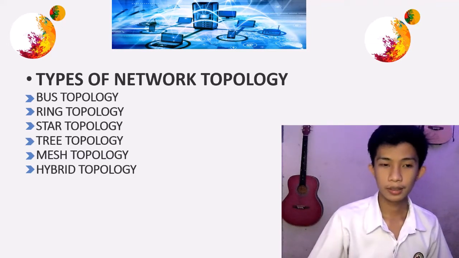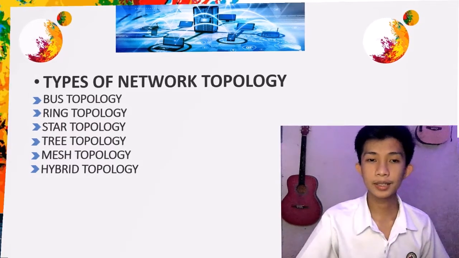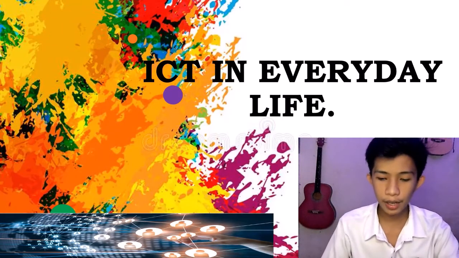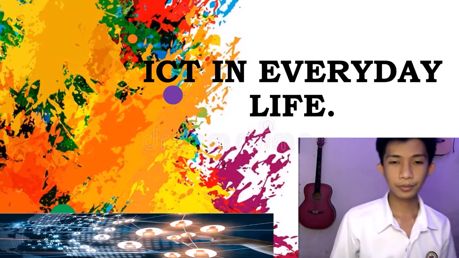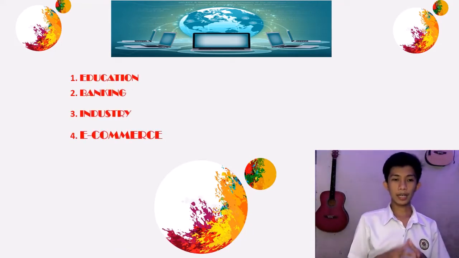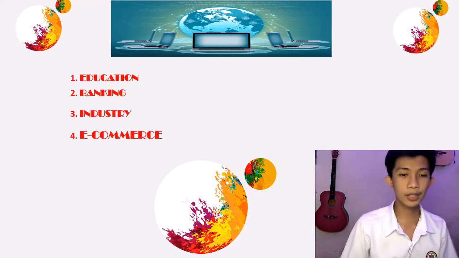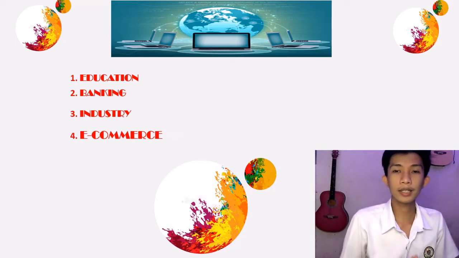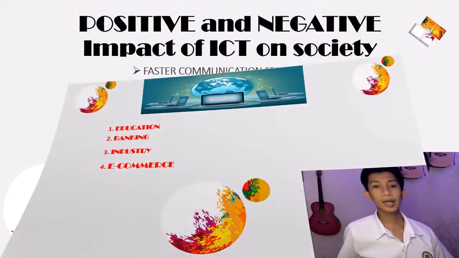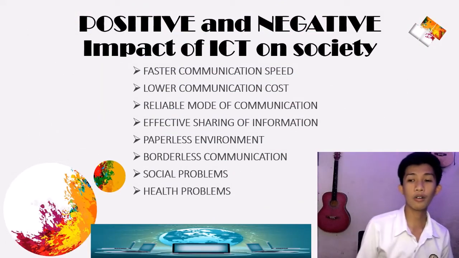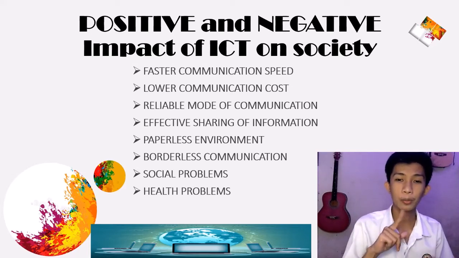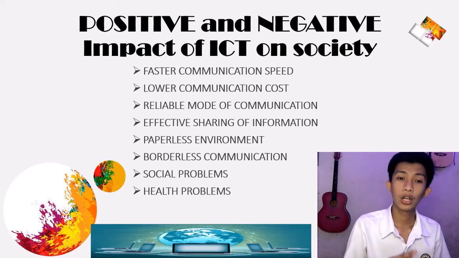Okay. The next one is ICT in everyday life. So sa ICT in everyday life, meron tayong tinatawag na, the first one is education, banking, industry, and commerce. That is ICT in everyday life, okay? So the next is positive and negative impact of ICT on society. The first one, faster communication speed. The second one, lower communication costs.